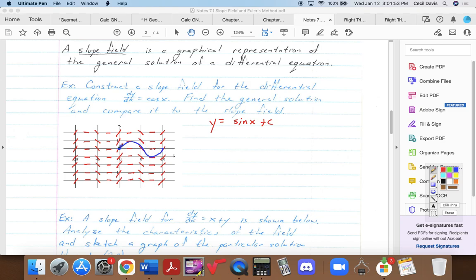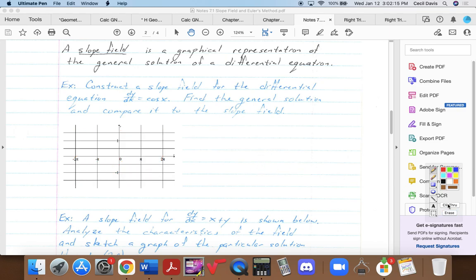It looks kind of like that. Crazy. That's kind of cool. It's almost like it follows the slope field. So you can think of the slope field as being like little gates that tell it where to go when it gets close to that part.